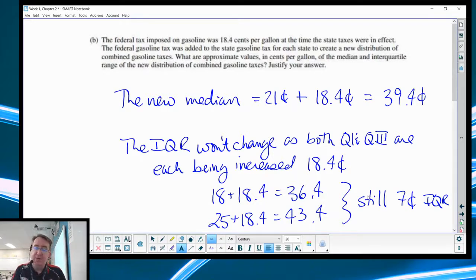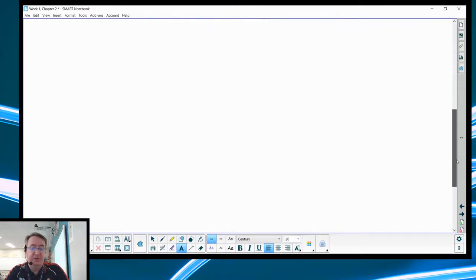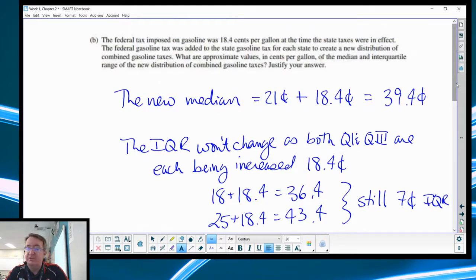In this case, the IQR won't change because both Q1 and Q3 are each going to be increased by 18.4 cents. To be safe, I showed both of them moving to 36.4 cents and 43.4 cents, but that still gives us a 7 cent IQR. All right, and that is it for that question. That one is actually much faster and safer than most.